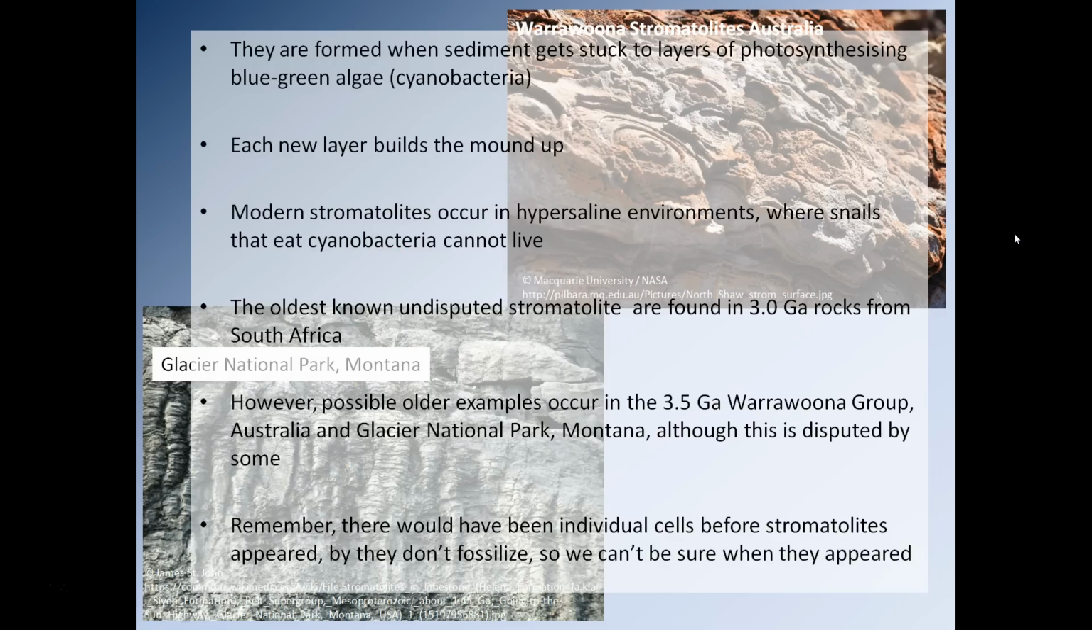So the oldest undisputed stromatolite is from South Africa, and it dates to 3 billion years old. However, possible older examples occur in the 3.5 billion year old Warrawoona group from Australia and the Glacier National Park in Montana, although these stromatolites are disputed by some. So we have solid evidence for life 3 billion years ago, and we have good evidence for life 3.5 billion years ago. We need to remember that there would have been individual cells before stromatolites, but those individual cells did not fossilize, so we cannot be sure when they appeared, which is a very important thing to remember.